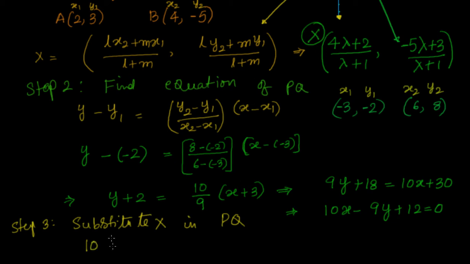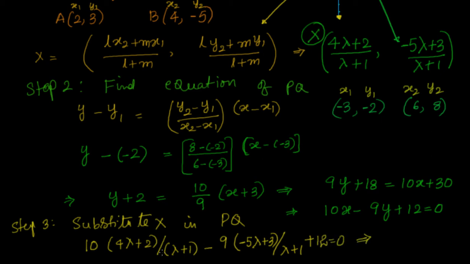So I'll have first 10 into 4 lambda plus 2 by lambda plus 1, minus 9 into y, which is minus 5 lambda plus 3 divided by lambda plus 1, plus 12 equal to 0. Now when I multiply this whole equation with lambda plus 1, I will have 10 into 4 lambda plus 2 minus 9 into minus 5 lambda plus 3 plus 12 into lambda plus 1 equal to 0.